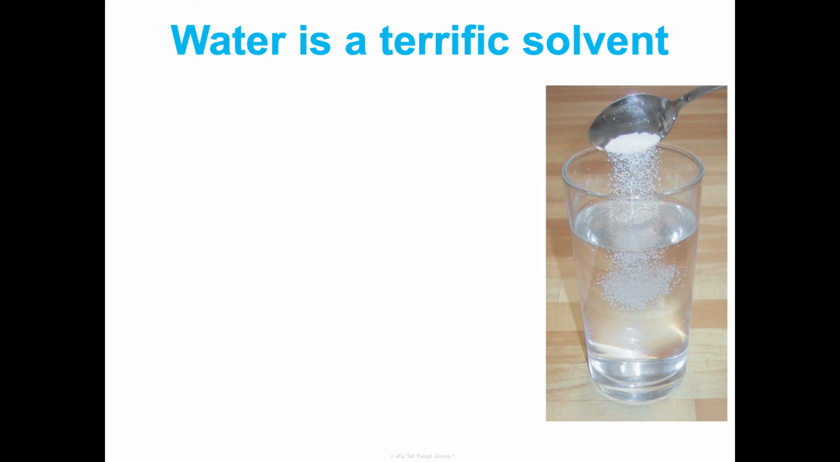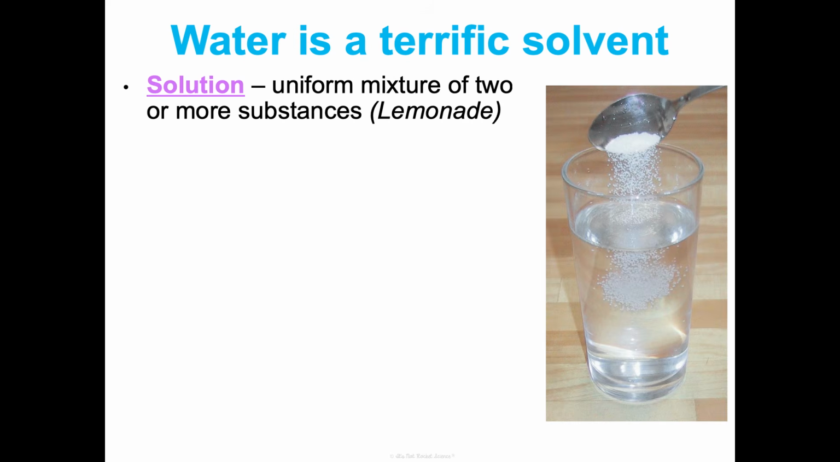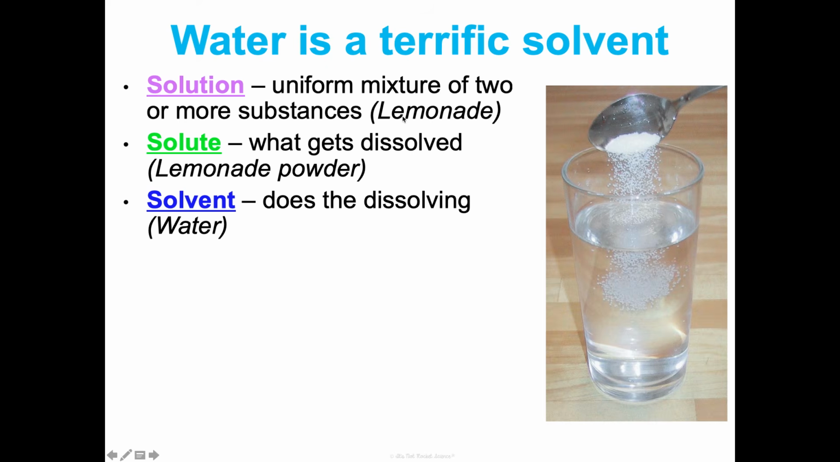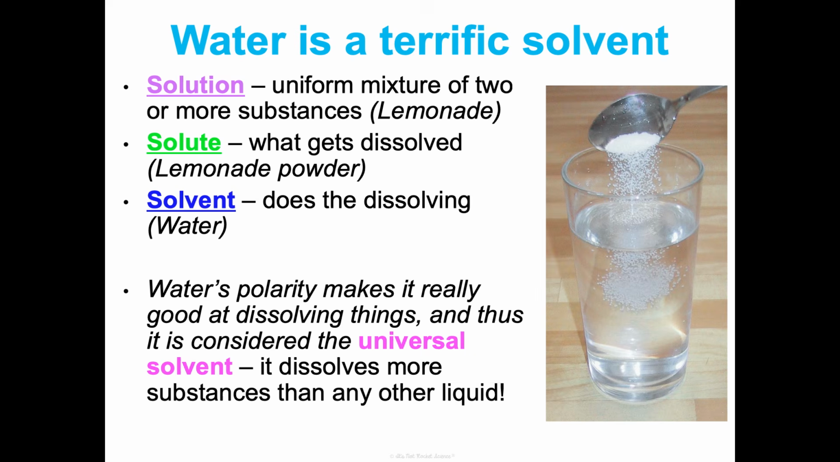And last but absolutely not least is that water is a terrific solvent. So what is a solvent? Well, to understand what a solvent is, you need to know what a solution is. So think of a solution like lemonade. It's just a uniform mixture. It's a homogeneous mixture of two or more substances. So basically, a solute is what gets dissolved, like a lemonade powder, and a solvent is what does the dissolving, like water. So water is really good at doing the dissolving.